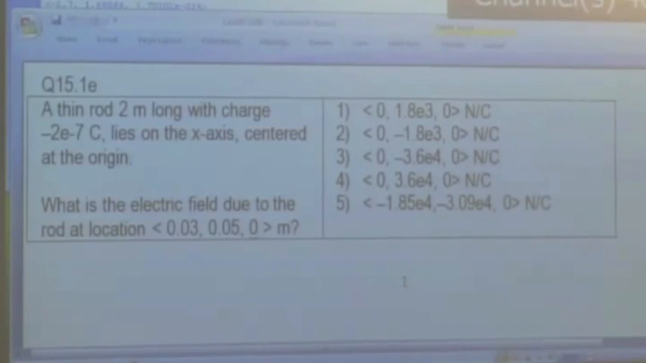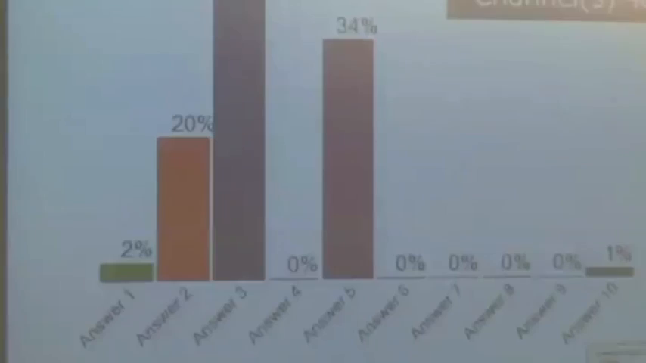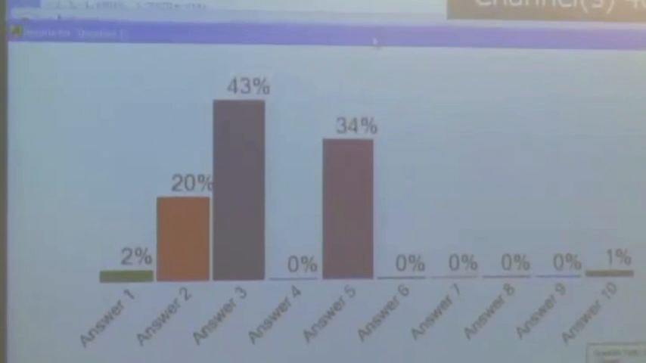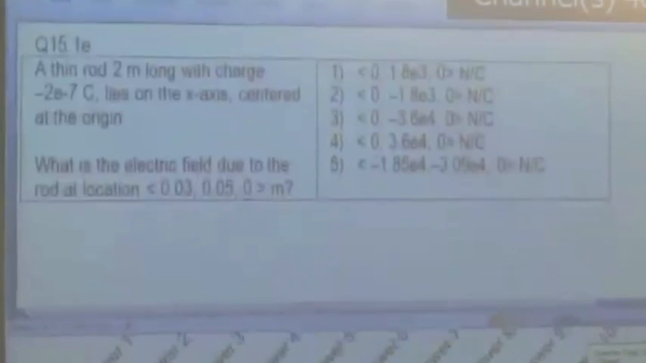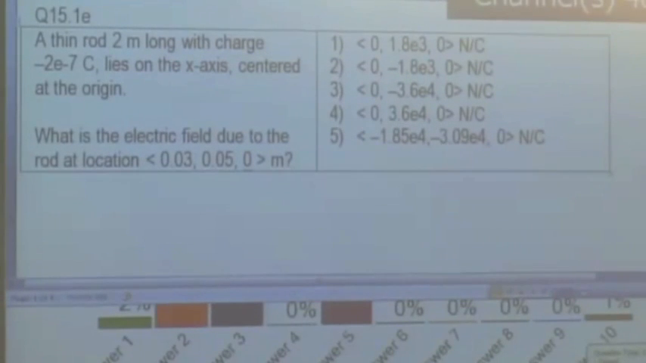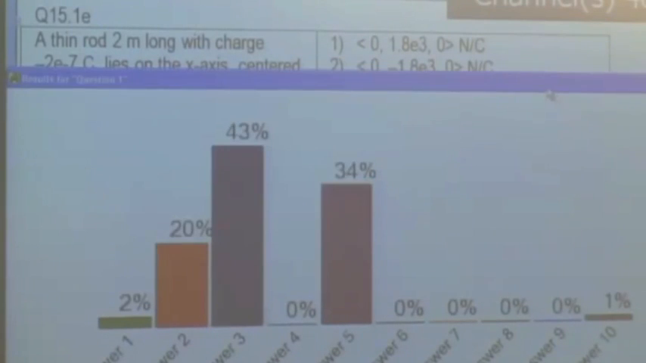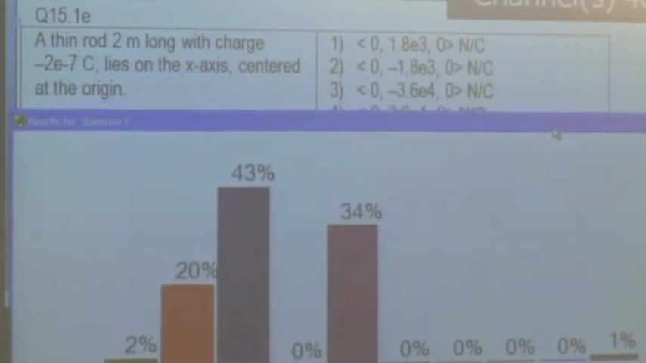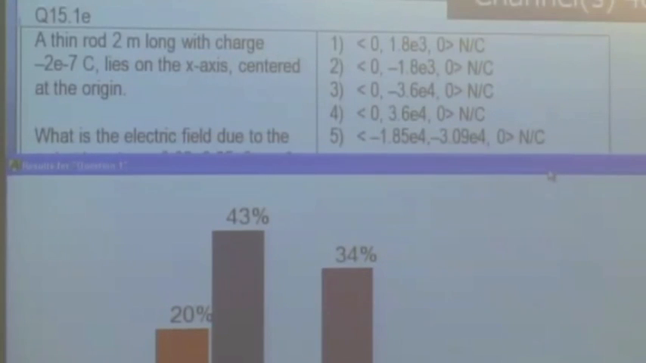Okay. So talk to your neighbor, draw a picture, think about approximations. Are we able to get away with using the approximations that we talked about in this case or not? And think about the direction of the field. Okay, so we have a number of different answers. We have 3 is popular, 0, negative 3.6 times 10 to the 4th, 0 newtons per coulomb. 2 is popular, and 5 is popular.